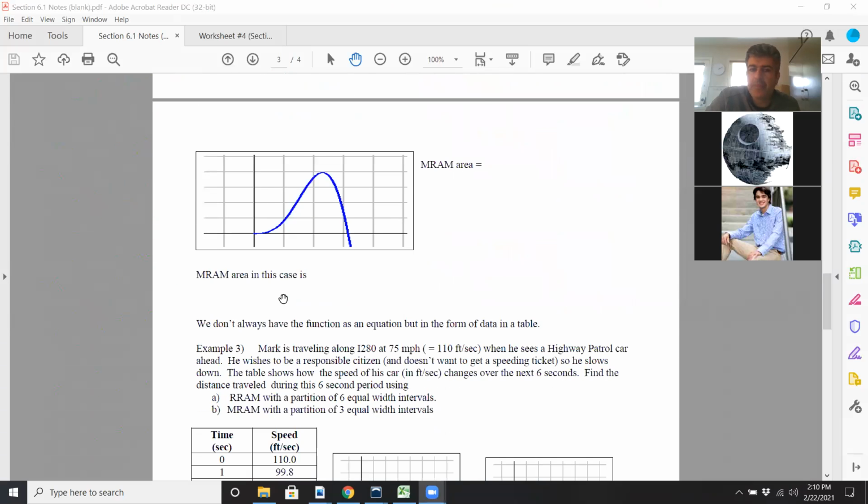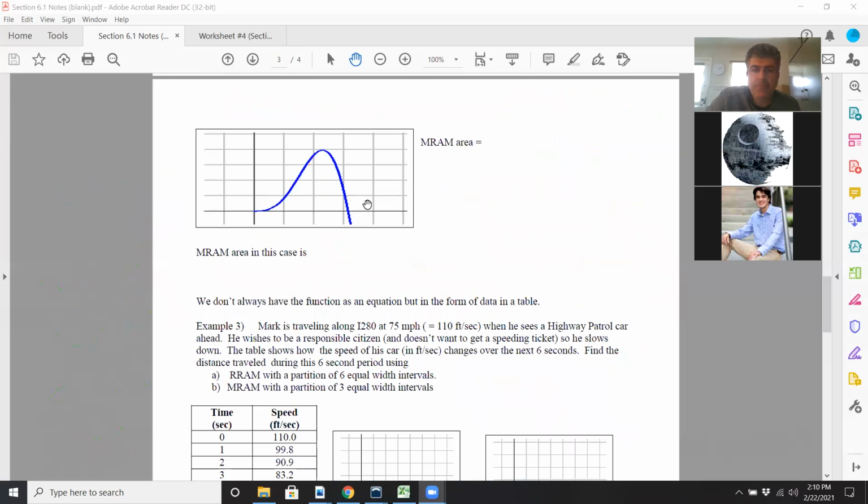Okay, last one, Mram. So let me partition this again. So remember, we're going from 1 to 3. And now you're using the midpoints, right? So we'll see these little partitions here. But what you're doing now is you're doing these midpoints. And that's going to be one rectangle.